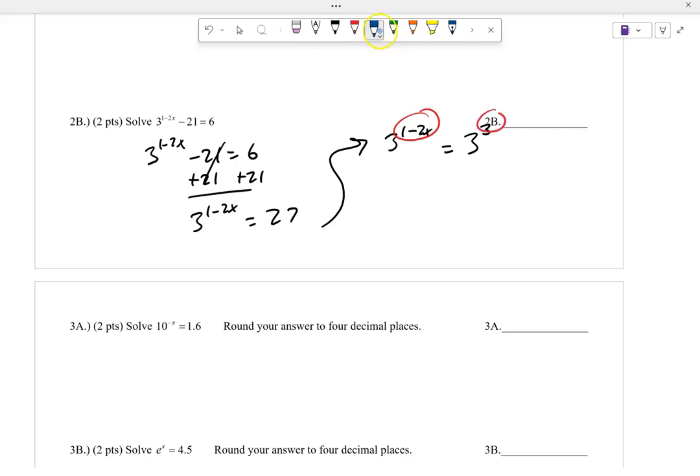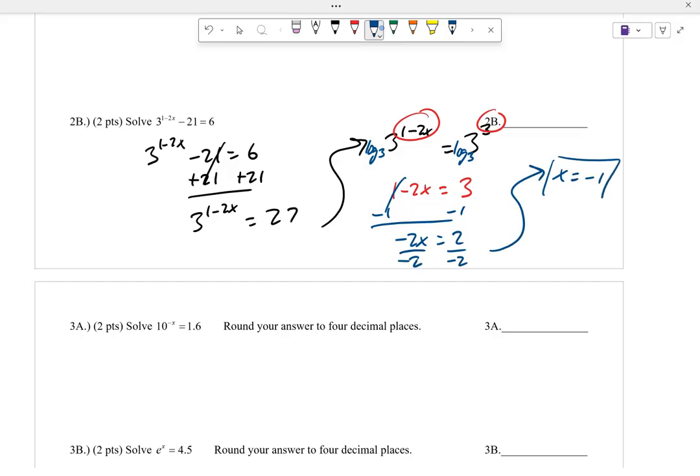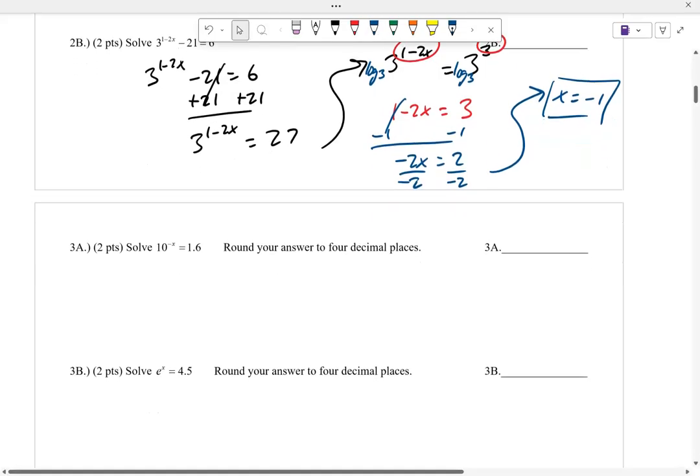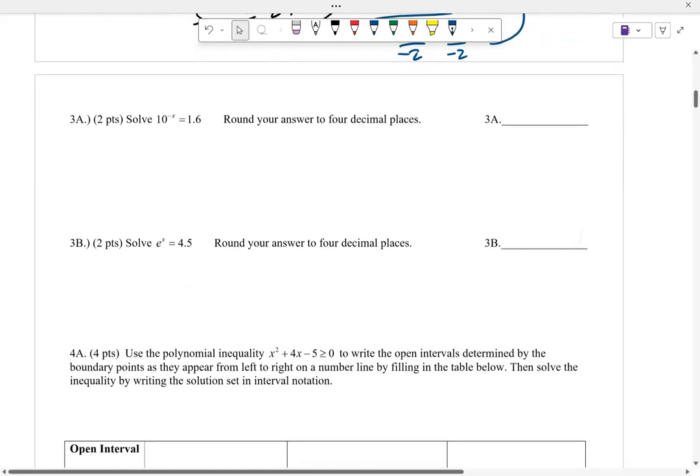And if you want to be technically proper about that, we'll go ahead and run log base 3 on both sides. But either way, it'll bring down the 1 minus 2x and bring down log base 3 of 3 to the third is 3. And then we'll go ahead and solve that. So we got negative 2x equals 2. Divide both sides by negative 2. So we've got x being negative 1. We can go ahead and check that into the original problem there, and we'll see that that'll work out.